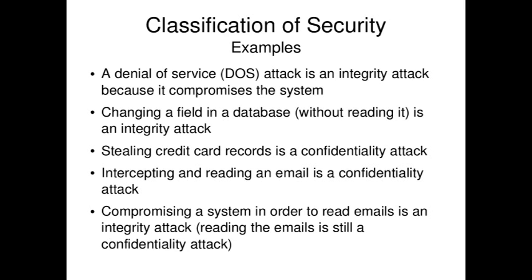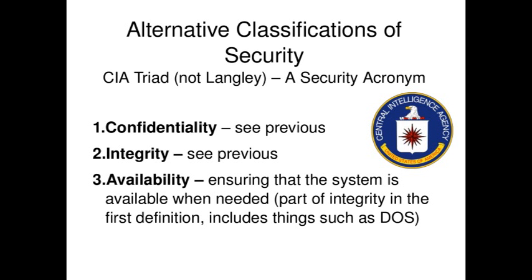So shall I go on? Here's an alternative classification of security. It's the CIA Triad. Did not come from Langley. It's actually an acronym. It stands for confidentiality, integrity, and availability. For the first two, it's basically the same definition as before, except for the third part, which separates availability from integrity. Availability in this case is defined as ensuring that a system is available when needed. So again, this would include things like denial of service attacks. Are there any questions on this one? I think it's fairly straightforward. I think we pretty much just discussed it all, actually.